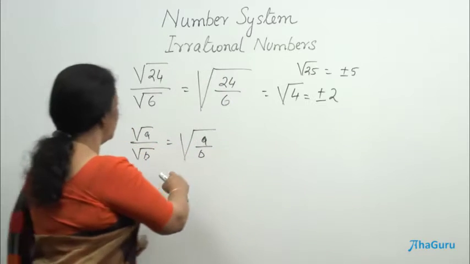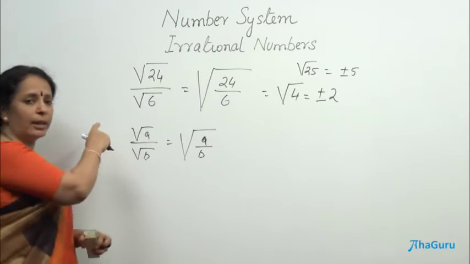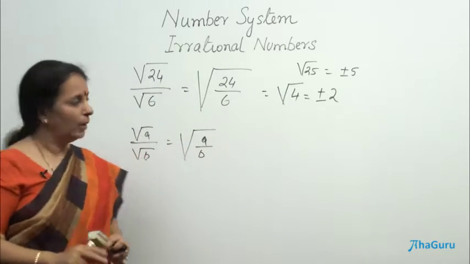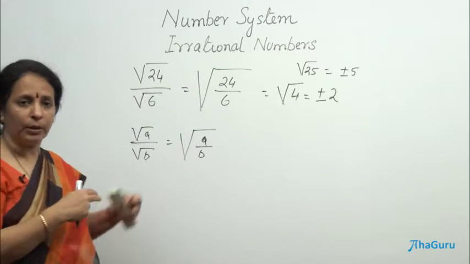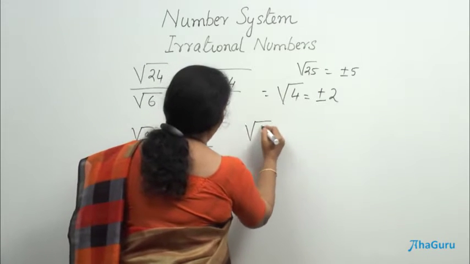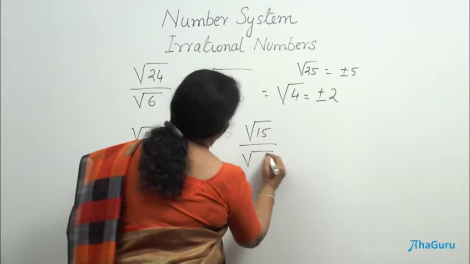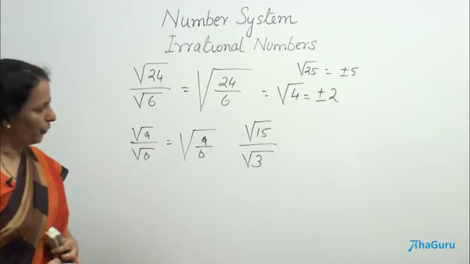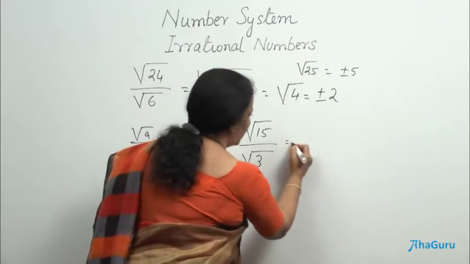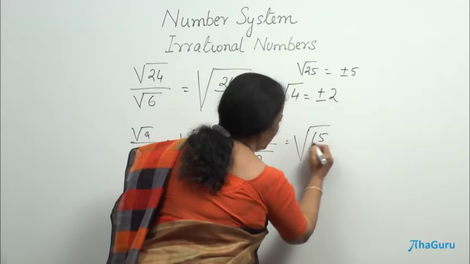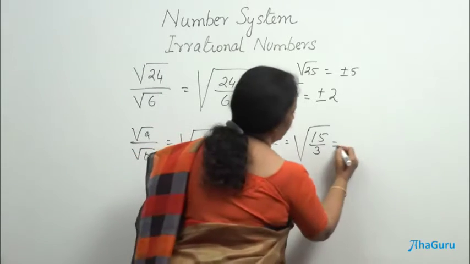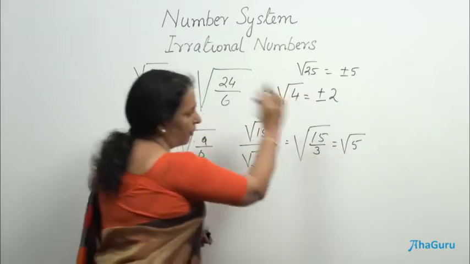But that is not always true. It does not mean that just because you are dividing one irrational number with another will surely give you a rational. No, you can also get both the answer as irrational. For example, if I write root of 15 and root of 3, root 15 that is irrational, root 3 is also irrational. So, I can write this as root of 15 by 3, what is that? Root 5, and that is irrational. So, see the difference between the two.